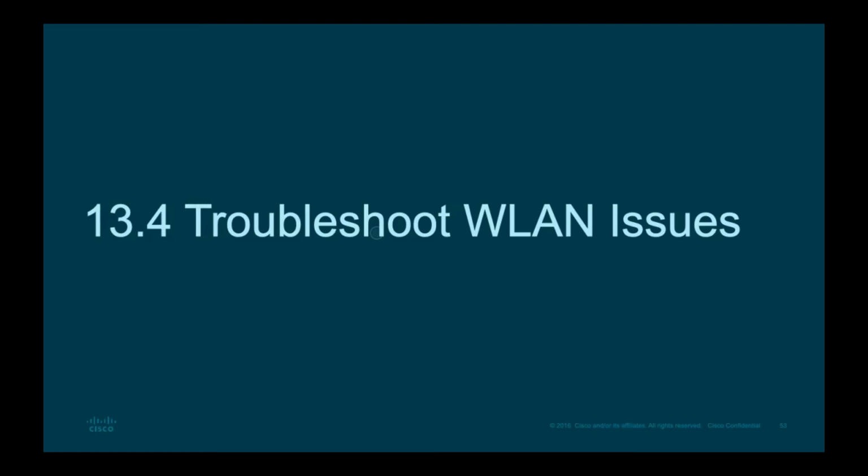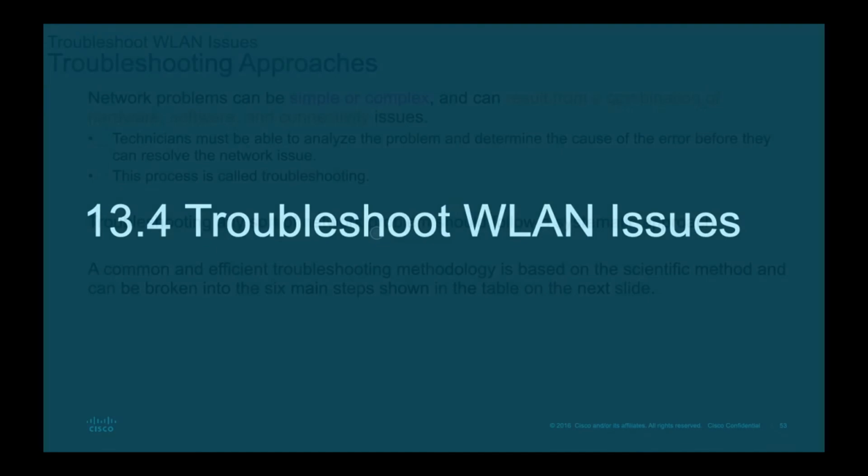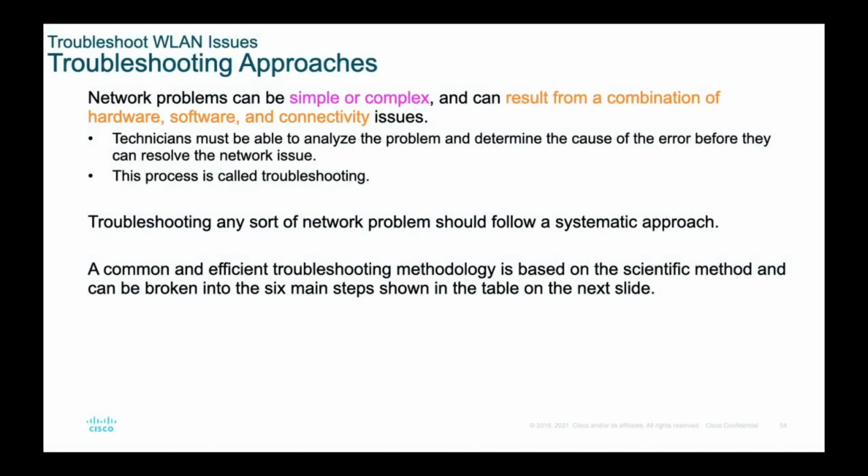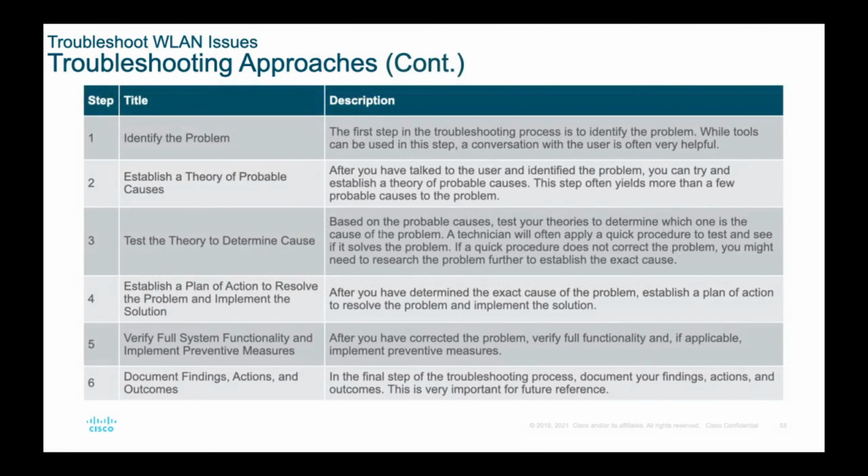So lastly, for troubleshooting WLAN issues, there are several activities here. A wireless local area network can be simple or complex, resulting from the combination of hardware, software, and connectivity issues that you have. So in order to troubleshoot, you have to look very carefully at where you want to fix. You should be able to identify where the problem comes from. So how to identify the problem? Maybe you should interview the user about what happened and so on.